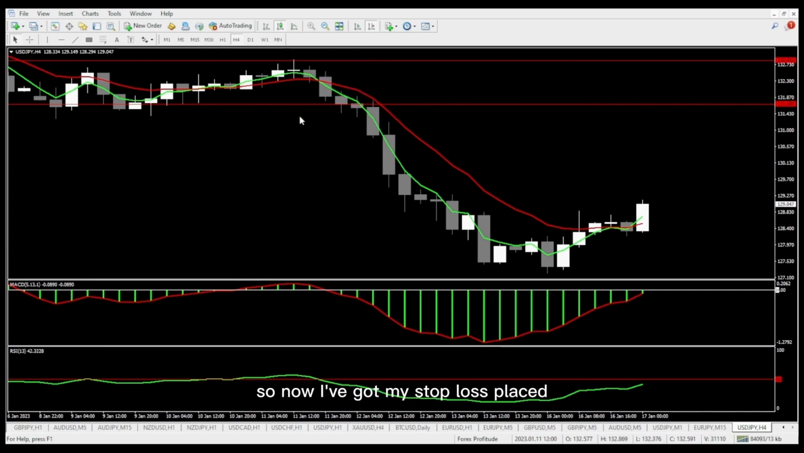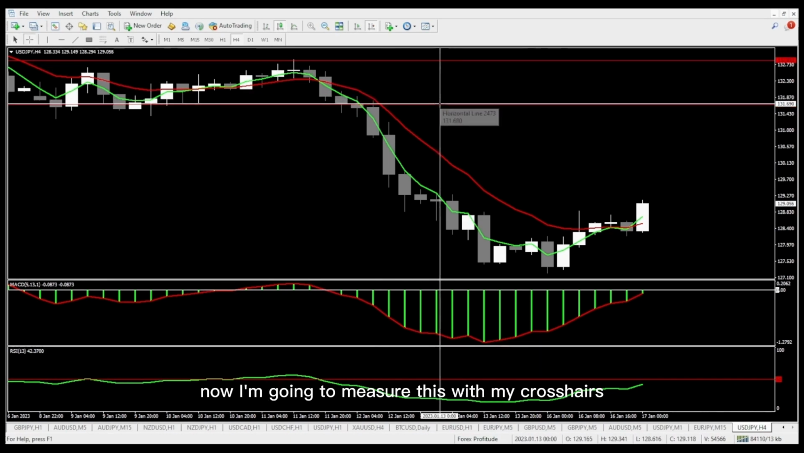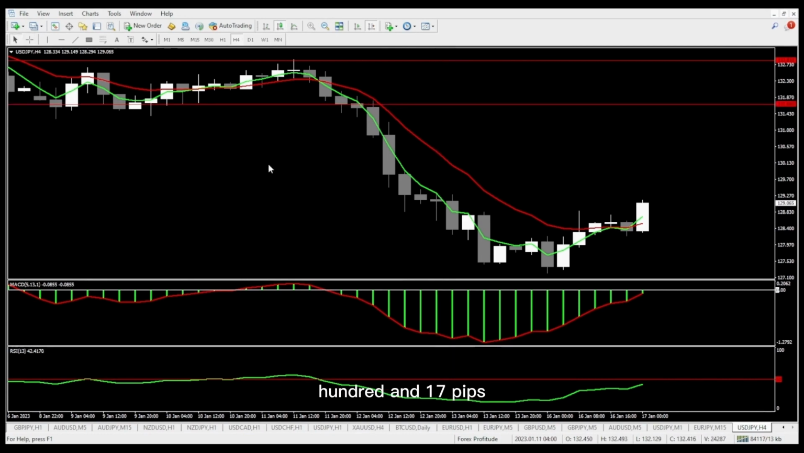So now I've got my stop loss placed. I want to know where my take profit should be. Now I'm going to measure this with my crosshairs. The distance from the entry to the stop loss is 116 pips, 117 pips. So I want to at least go for 1-to-1. If you're not sure how far to go, the default will be 1-to-1. So whatever your stop loss is in pips, that's what I want to do for my take profit as well.